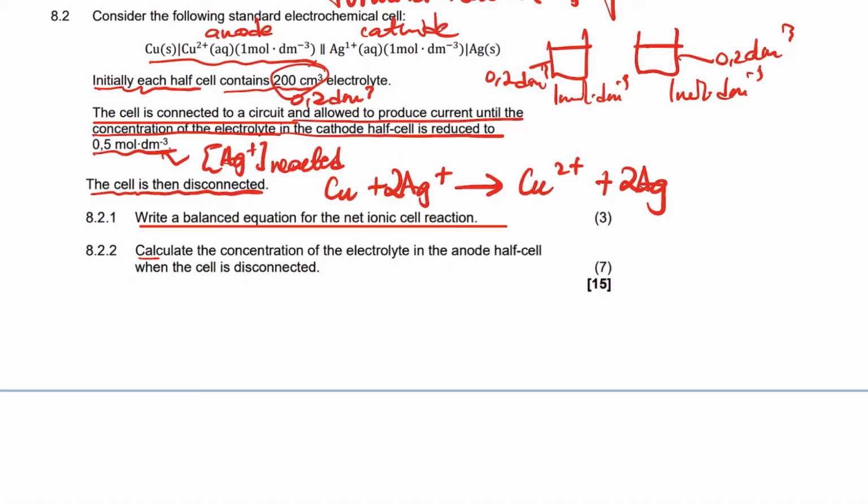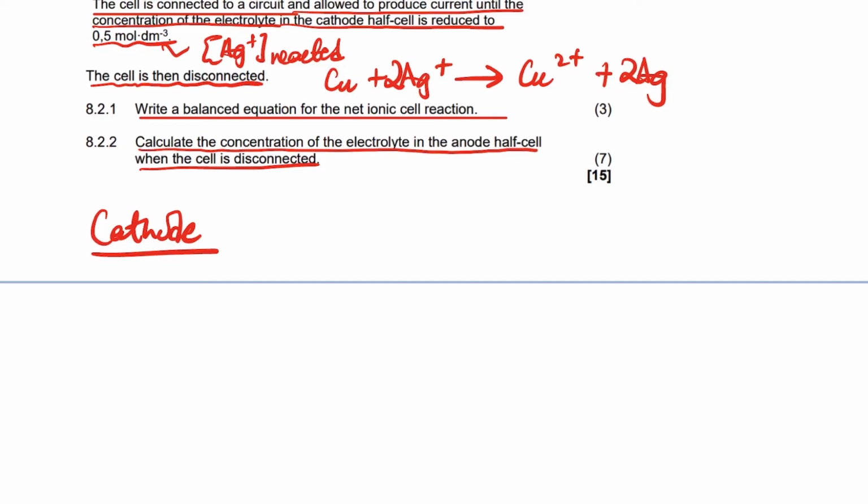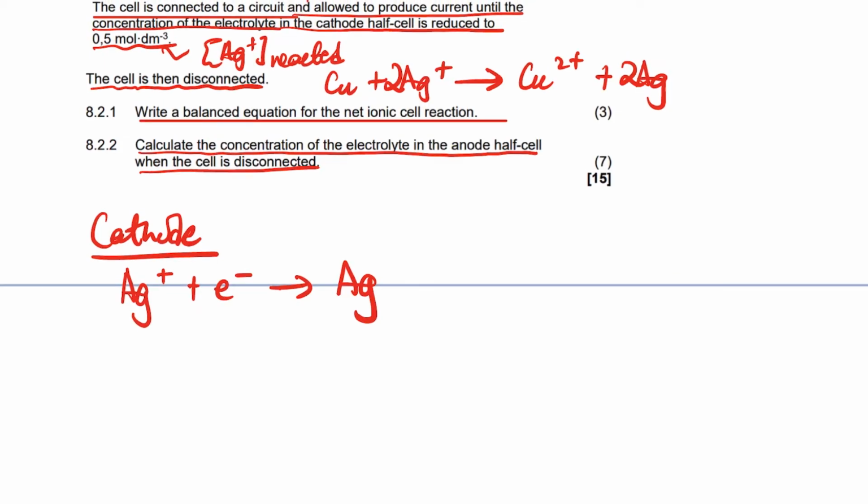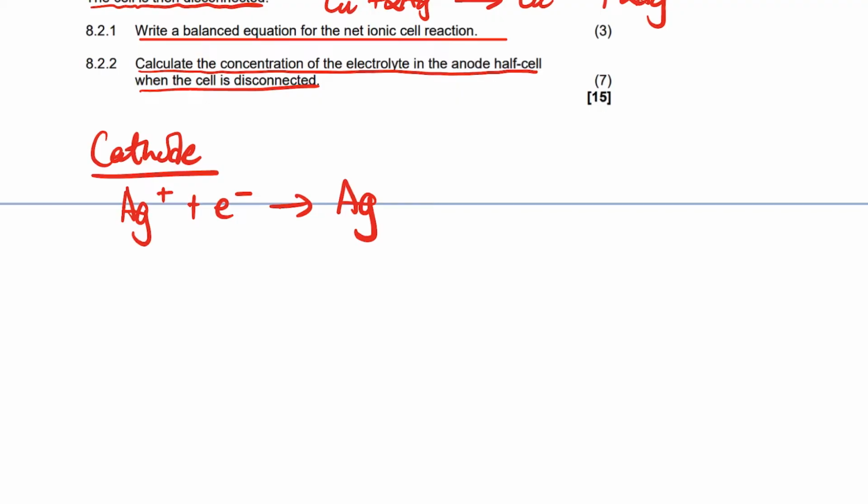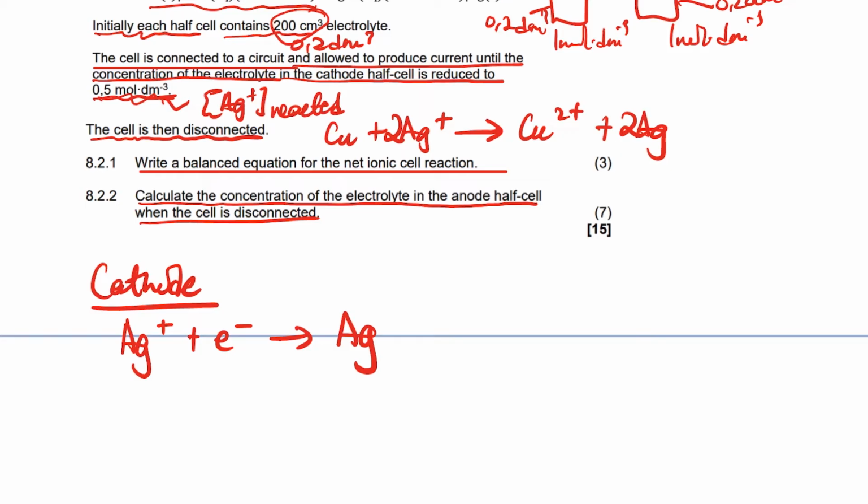Now in 8.2 it says calculate the concentration of the electrolyte in the anode half cell when the cell is disconnected. We're going to start with the cathode when answering this question. In the cathode, the silver ion gains an electron and becomes silver in a solid state. Now we're going to calculate the concentration. This is the concentration of silver.